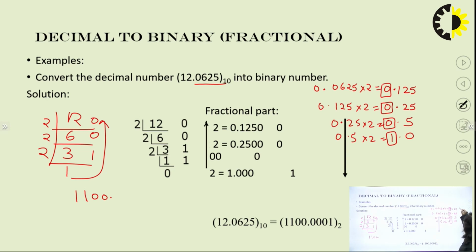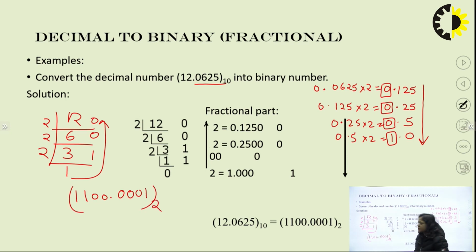And then we write the integer parts in the same order. So, the answer will be 0.0001. I hope this method is quite clear to all of you.